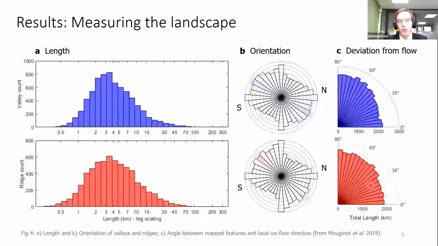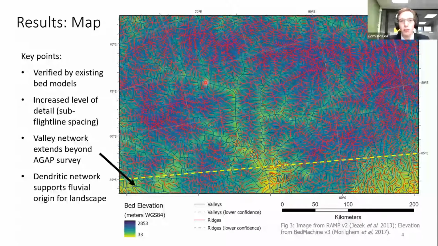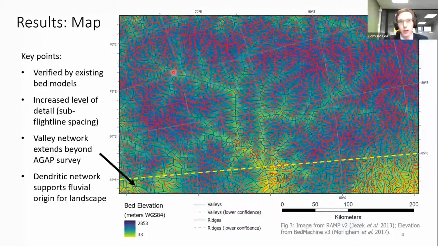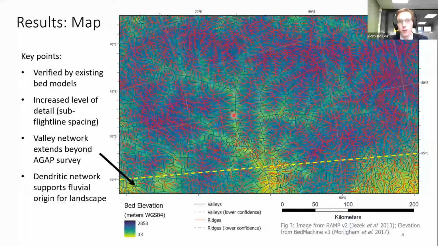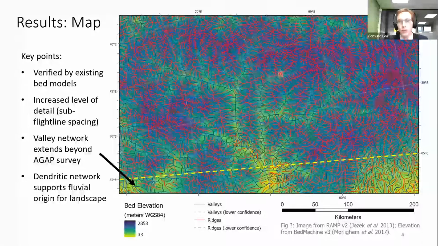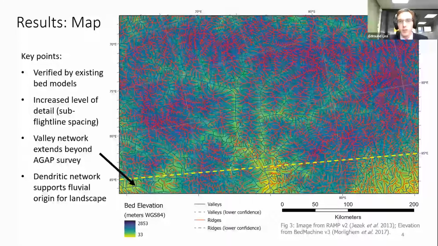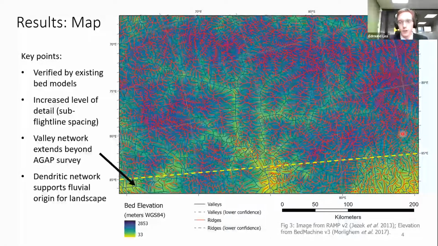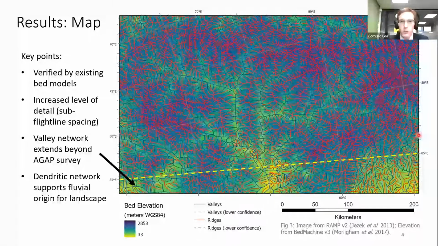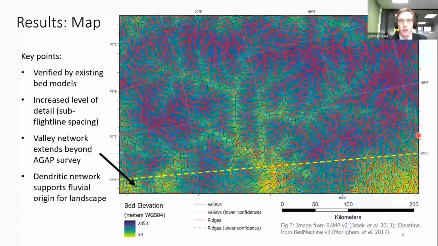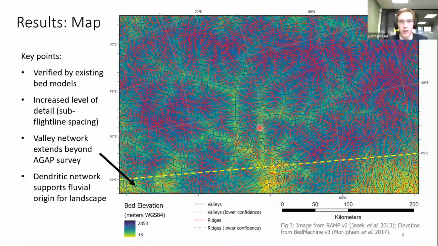So actually one of the first things to note, and that has been noted previously about this landscape, is the presence of these very long straight valleys that dominate most of the topography, the layout of the topography in the central Gamburtsev surface. So that is actually still evident in this new data set.